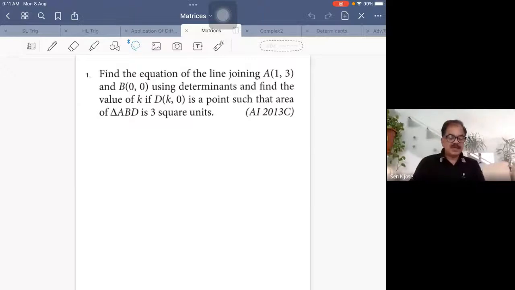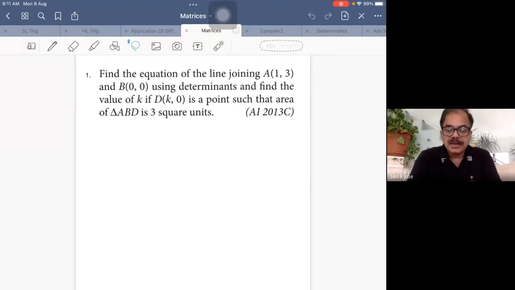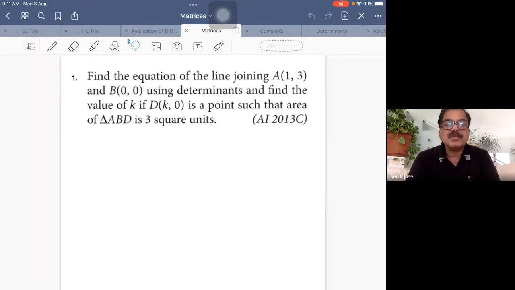So we look at a few questions from matrices and determinants, basically determinants. It's the first part of it, okay? Quick revision. These are all past paper questions, so we do them one by one.